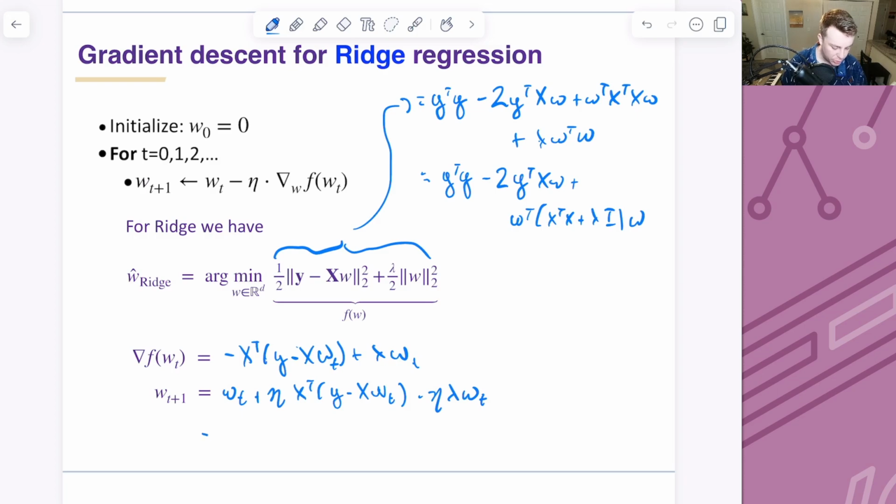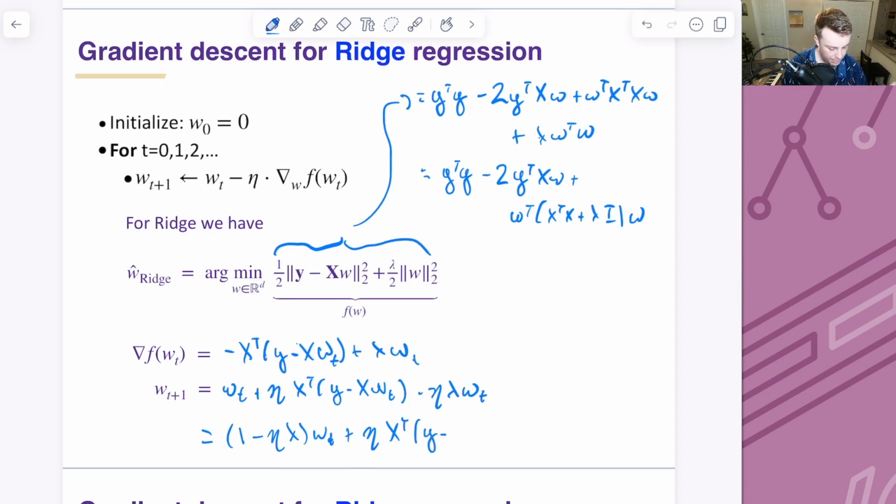I could rearrange some terms here with the w_t's, factoring things out to simplify. This will end up being (1 minus eta lambda) w_t plus eta X transpose (y minus Xw_t). Now, the reason I simplified it in this way, or moved terms around, is that this is indicative of what is happening in gradient descent with ridge regression.